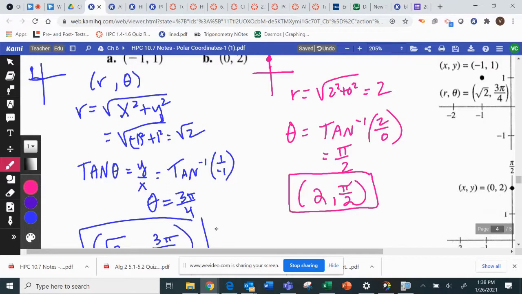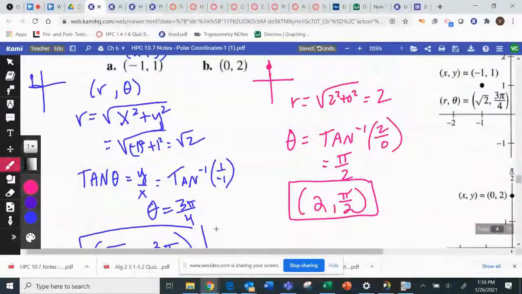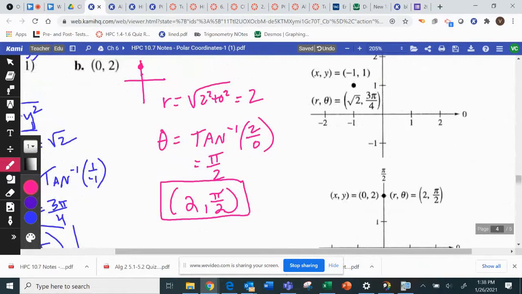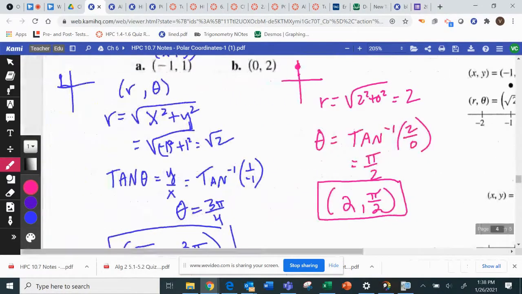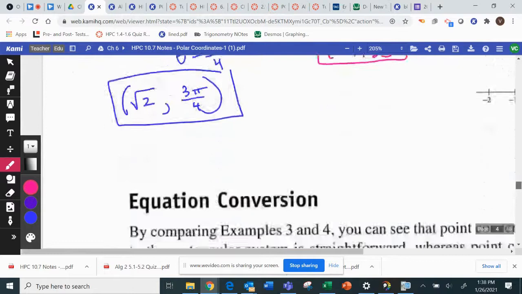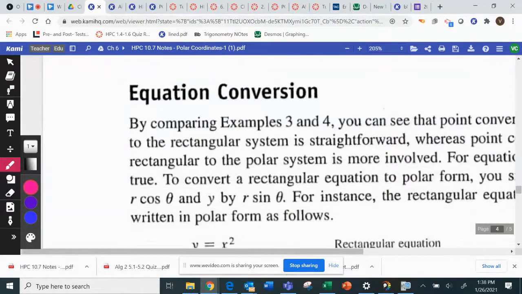Thanks. Okay. All right, and then there's some pictures here where you can see both of those are graphed at the same place. I copied all the pictures from the book so we didn't have to draw them, but I did want you to be able to see them.